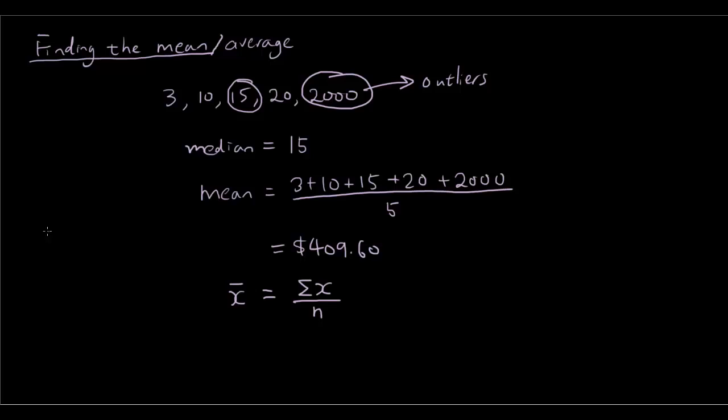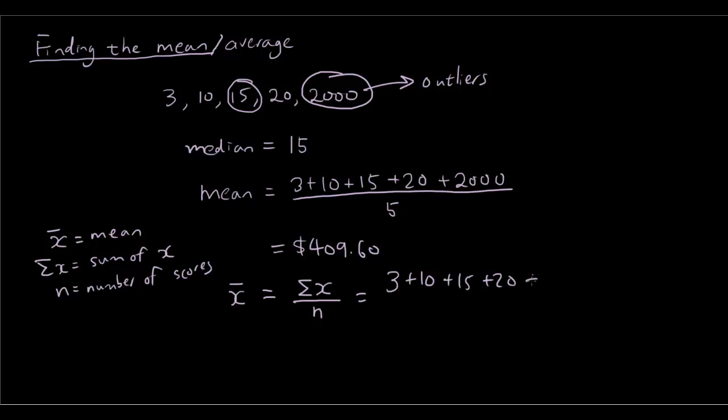So using these symbols, I'll explain again. This symbol here represents the mean. This symbol here represents the sum of x. Each number here is an x, and we're adding all of them together, so that's the sum of x, and n represents the number of scores. In this case we have 5 scores, so n is 5. So this is the formula for finding the mean. Make sure you recognize this formula when you see it. So that is the full working out for finding the mean.